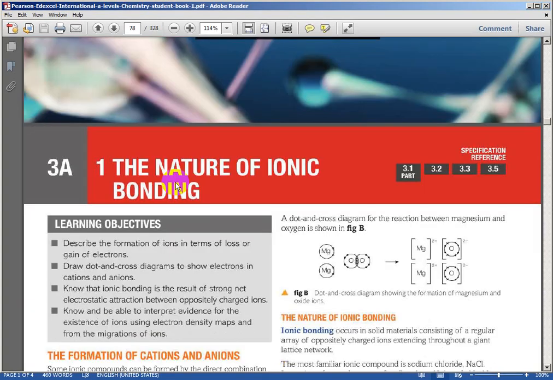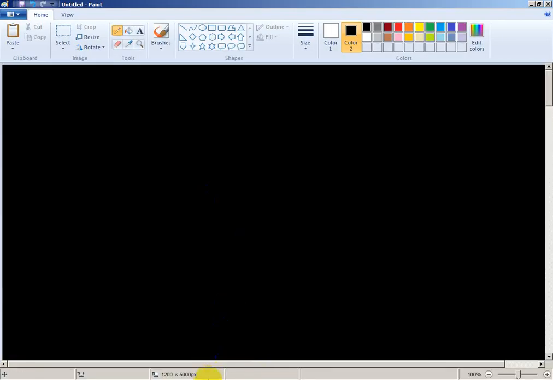Ionic bonding, you know the nature of ionic bonding. You know how ionic bonding is formed. Do you know these things? What is a bond? What is a bond, and what is ionic bonding?